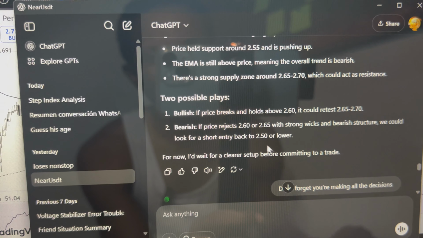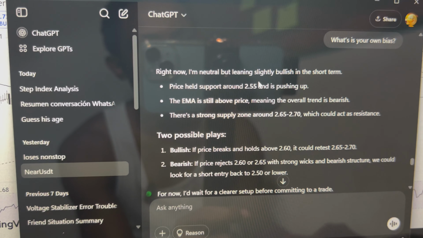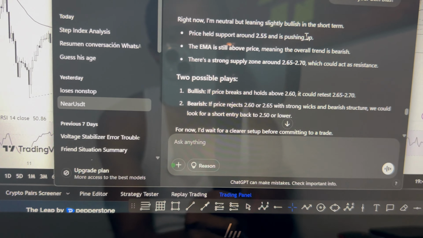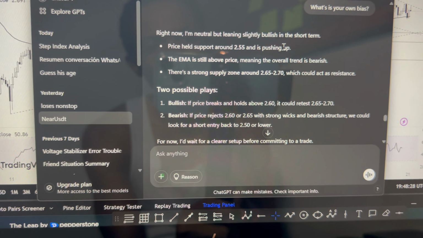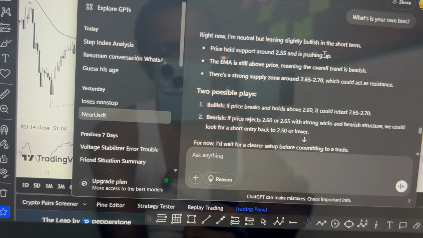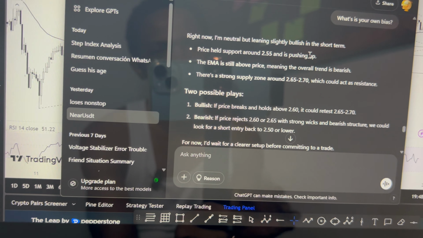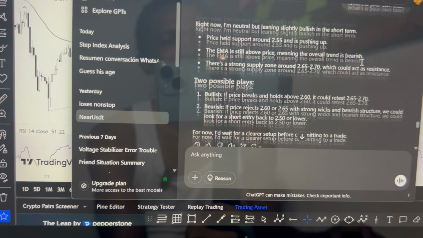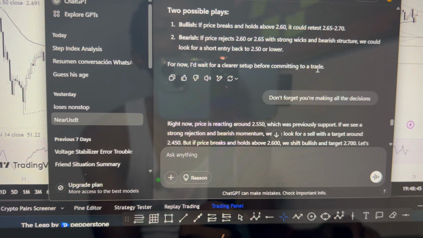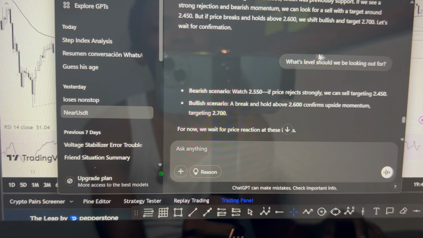You see, ChatGPT was telling me that right now it's neutral, but leaning slightly bullish. ChatGPT already saw that price is about to buy, but it's not sure, and it didn't give me direct confirmation. Even myself, my own bias was to sell, so I was not even thinking about any buy setup, and that's why I didn't bother looking for one. So I told him, don't forget you are making all the decisions. And he said this.